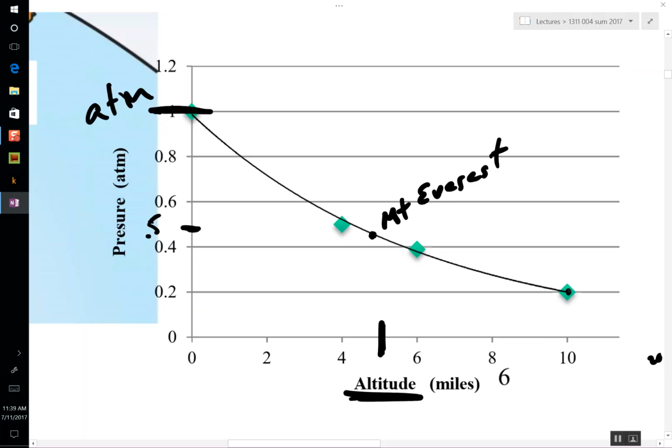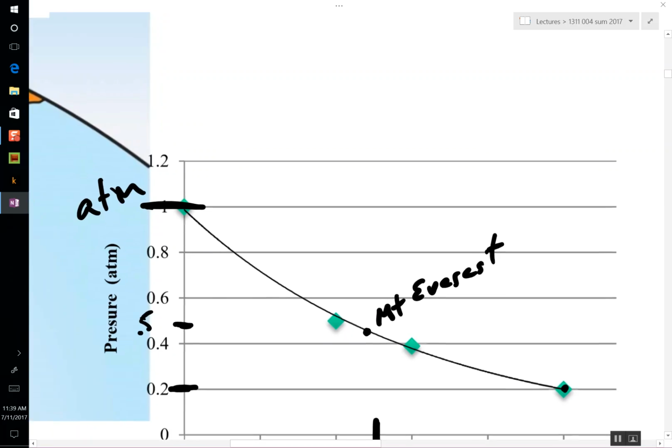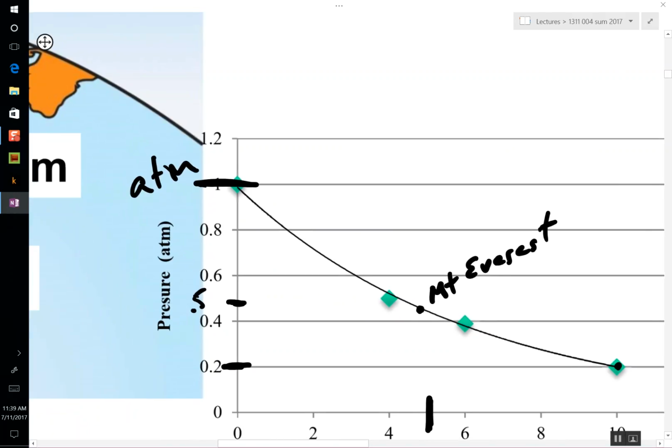And then you go out to 10 miles, so you're halfway up to the top of the atmosphere, and look, you've already dropped 80% of the pressure. You're down to 0.2 atmospheres. And then at 20 miles out, you're down to less than 0.1, 95% of the, all right? You see that? It's not a linear thing. It's an asymptotic drop.